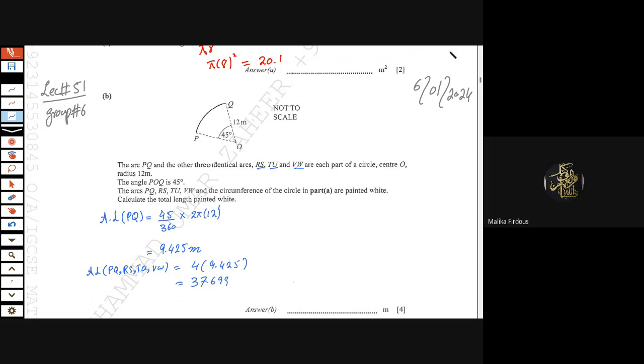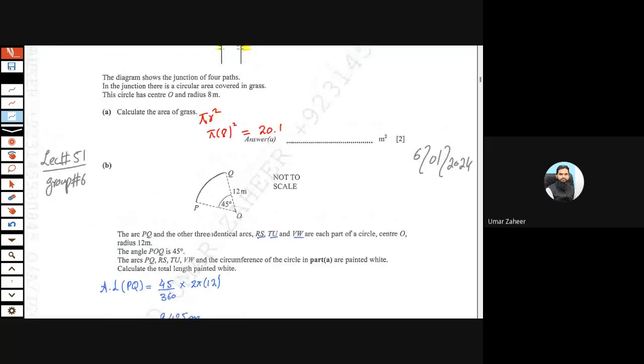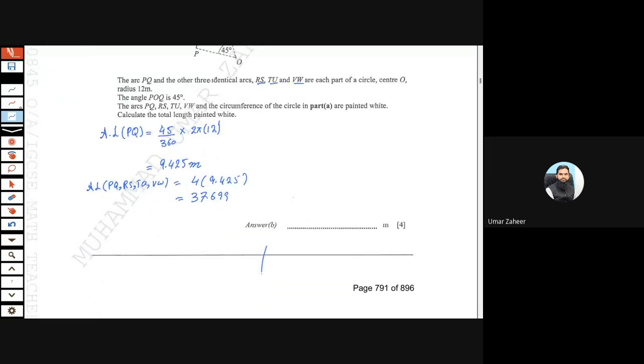No, sir. So we have to find the length. Now we have to find the circumference as well. So the radius is 8. The circumference of a circle will be equal to 2 pi r, and the r is 8. So that will be 16 pi.